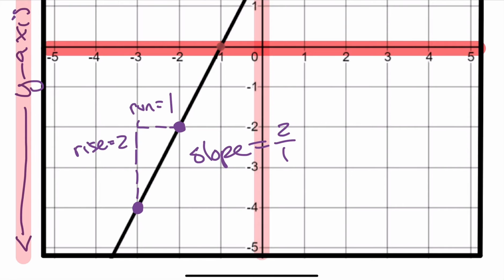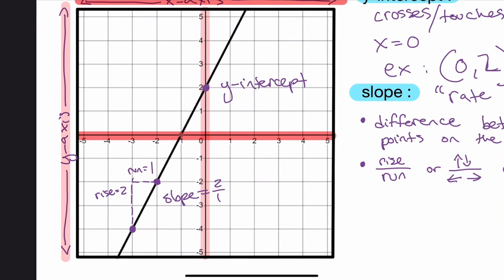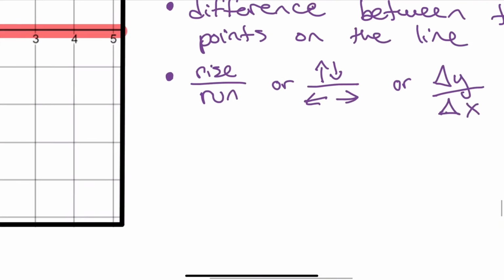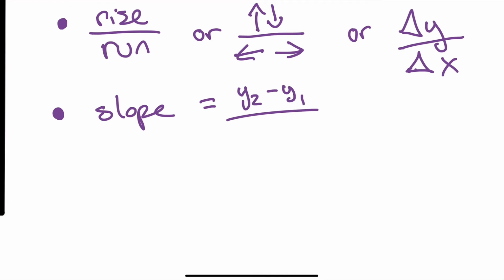Okay, so what if we don't have a graph? Sometimes we'll have problems where we only know the 2 points. We won't be able to see a physical graph. So what we do in that case, I'm going to take us over here, is going to be using the slope formula. So slope will be equal to y2 minus y1 over x2 minus x1.